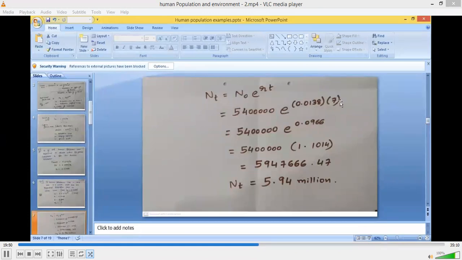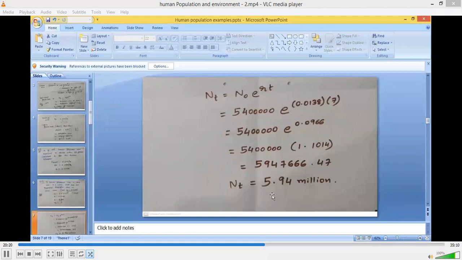Now press shift and press the natural log, you will get E. Then take the value of E raised to 0.0966, and you will get around 1.101419. I think everybody is getting this value, 1.1014. Multiply it with 5.4 million, and you will get the value.